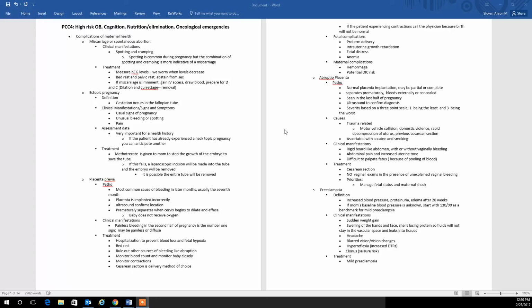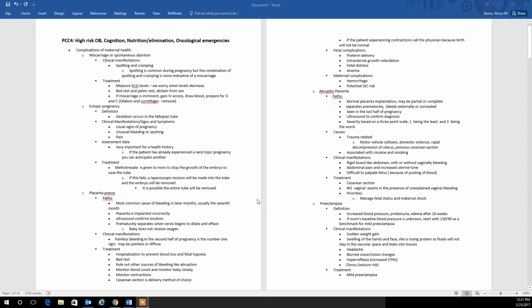Rule out other sources of bleeding like abruption, which is more emergent. You want to monitor blood count and monitor the baby very closely. Also monitor contractions. C-sections are the method of delivery for patients with placenta previa. If the patient is experiencing contractions, call the physician because the birth will not be normal.